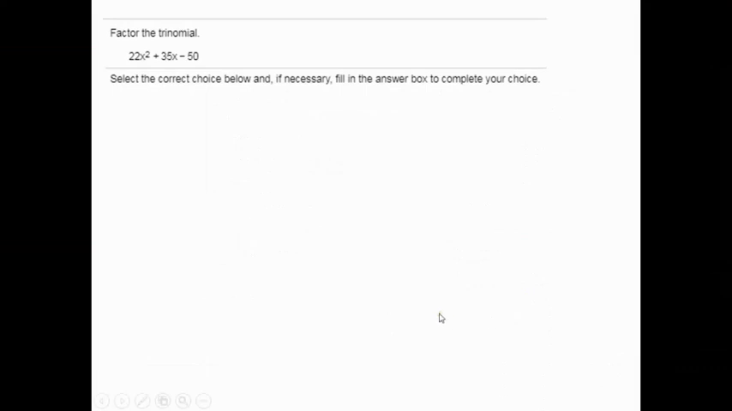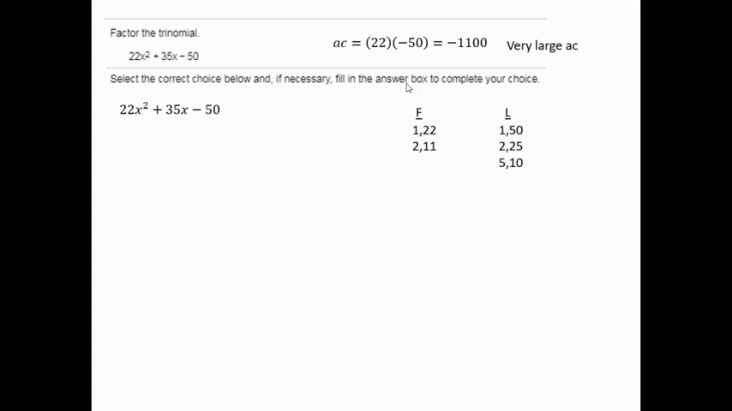So here we have another one of those cases. We've got a leading coefficient that is not 1. So we calculate AC. Notice AC is negative 1100, a very large AC. So what we do, so we don't have to deal with so many factors, is list the factors of the first and the last. The factors of the first are 1 and 22, and 2 and 11. Factors of the last are 1 and 50, 2 and 25, 5 and 10.